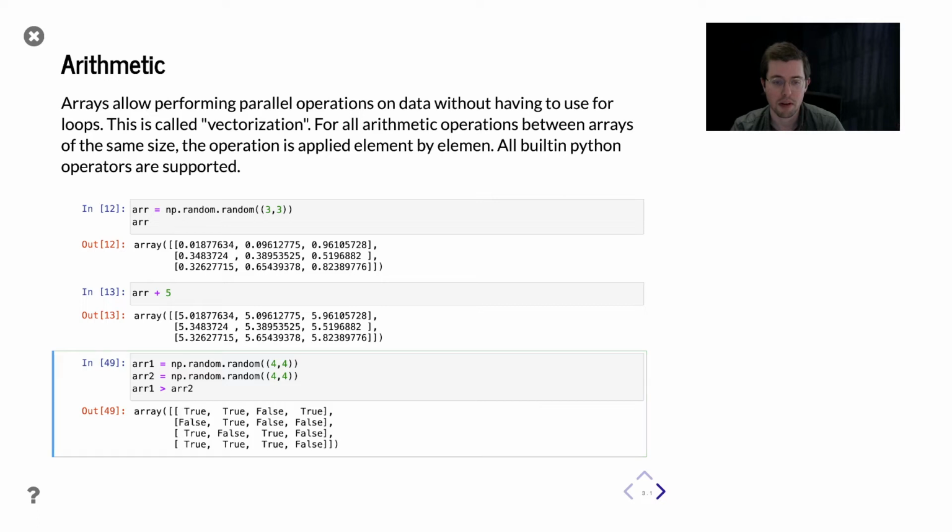But we can also compare them. So this would be an element-wise greater than comparison. If the value in the first array is greater than the value in the second array, this evaluates to true, or to false in the other case. One caveat here is that for each of these operations, the two arrays need to be of the same shape, because otherwise you can't really compare element by element or add element by element.